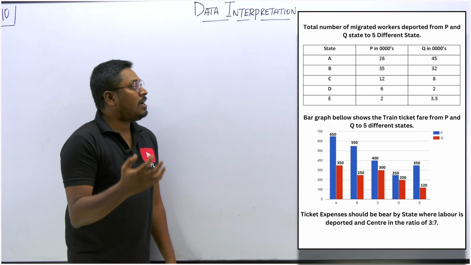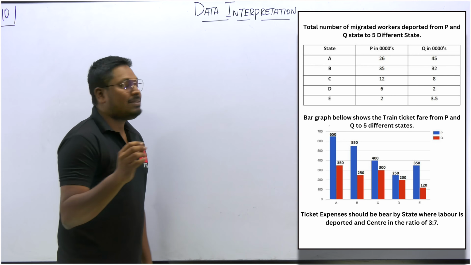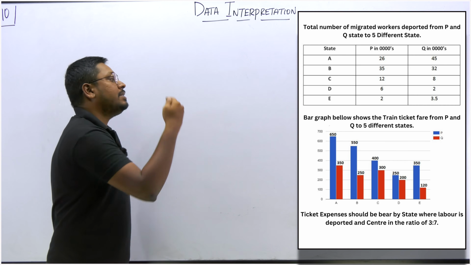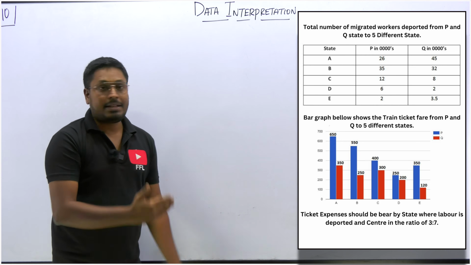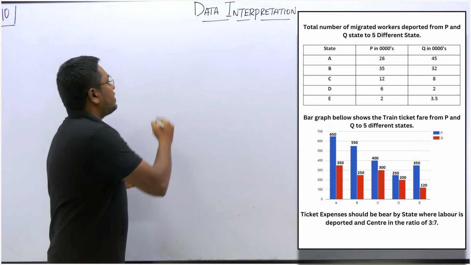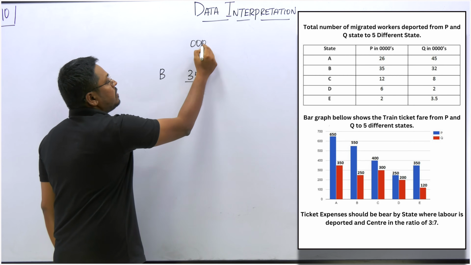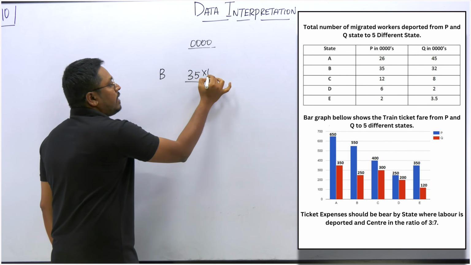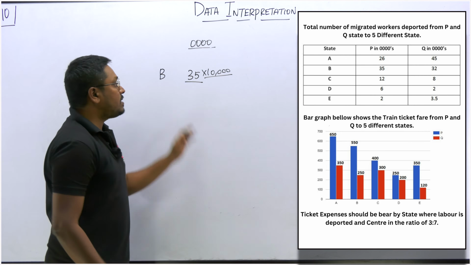The laborers are departing and going to different states, that is 5 different states, A, B, C, D, E, etc. The numbers given are the total number of employees from state P to all the 5 states, how many employees are migrating, given in terms of numbers. Let me take one state, state B. For state B you can see 35, and not only the number 35, they have given 0, 0, 0, 0 here, which means 10, 100, 1000, 10,000. So 35 into 10,000 is the number of employees migrated from state P to state B.